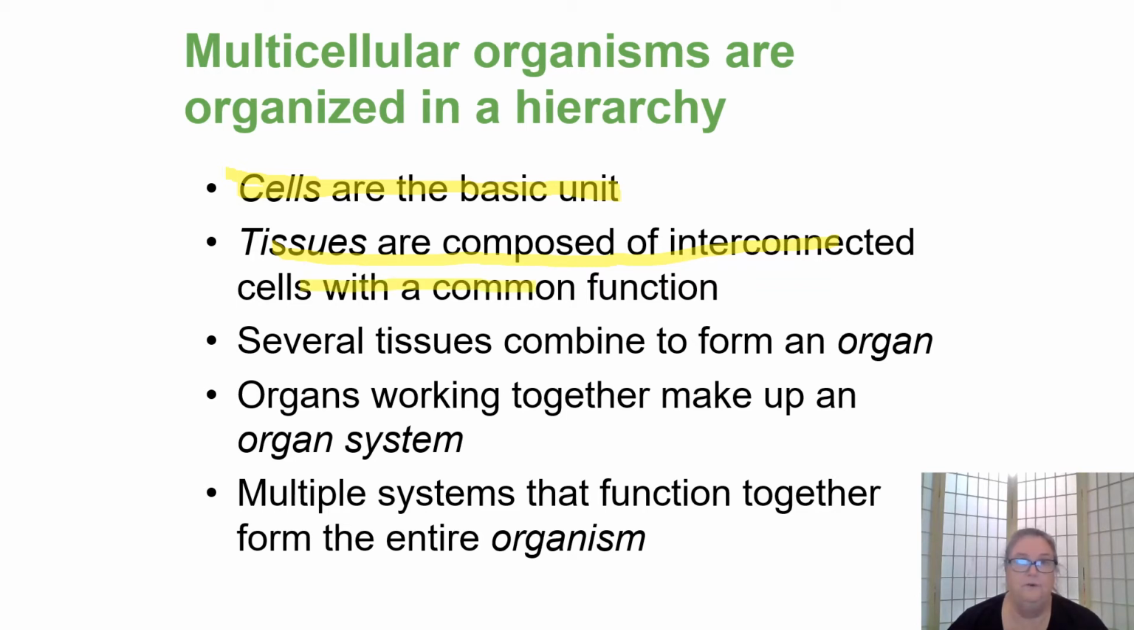Those cells could differ from one another. And then several tissues can combine to form an organ. Examples of an organ would be the stomach, the lungs, the heart, a particular bone, your eye. Organs working together make up an organ system.